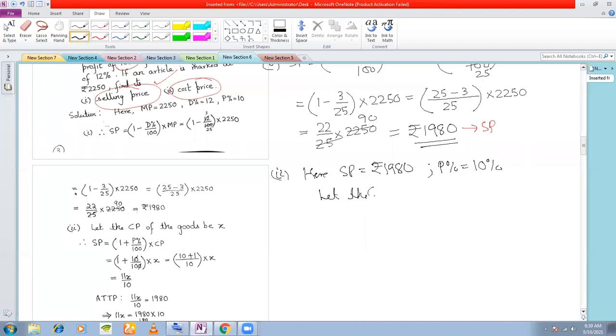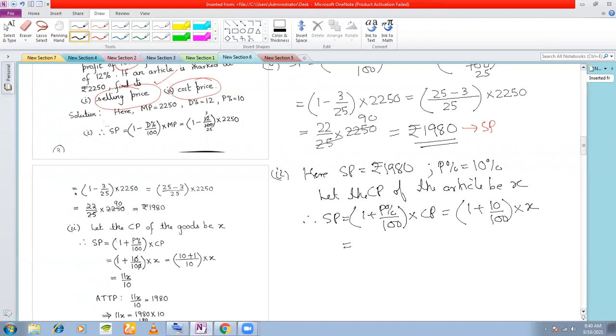So let the cost price of the article be X. Therefore, what is the selling price? 1 plus 10 by 100 into X, now the 0 will cancel here. You will get simply 1 plus 1 by 10 into X. Now you can take the LCM. We should get 11x by 10.